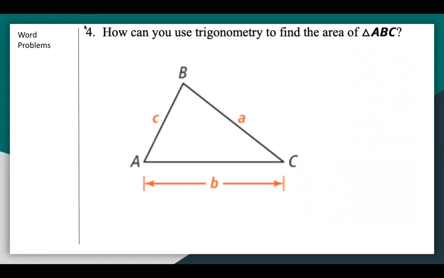If we go back to what we have learned in the past, the area of a triangle should be equal to 1/2 times the base times the height. Right now I don't have the height. I do have the base, which is conveniently b. How can we find the height? The height of any triangle is the altitude: it goes from one vertex perpendicular to the opposite side, because that is the shortest distance from B to the opposite side. So this is the height right here.